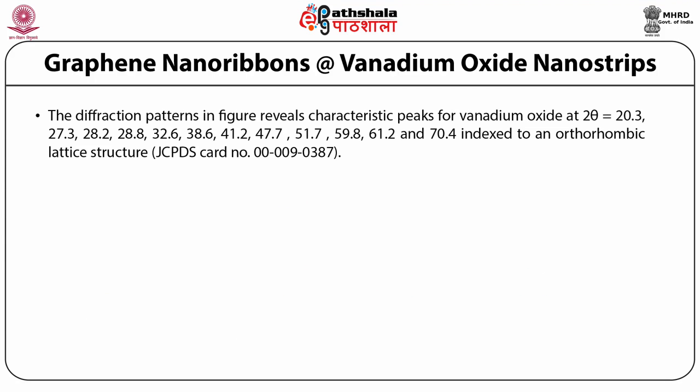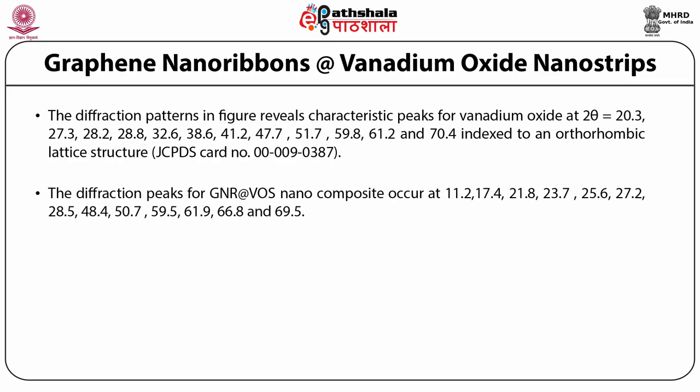The diffraction pattern in the figure reveals characteristic peaks of vanadium oxide at 2 theta equal to 20.3, 27.3, 28.2, 28.8, 32.6, 38.6, 41.2, 47.7, 51.7, 59.8, 61.2, and 70.4. These are indexed to an orthorhombic lattice structure and match well with the JCPDS card number 00009-0387. JCPDS refers to the Joint Committee on Powder Diffraction Standards.